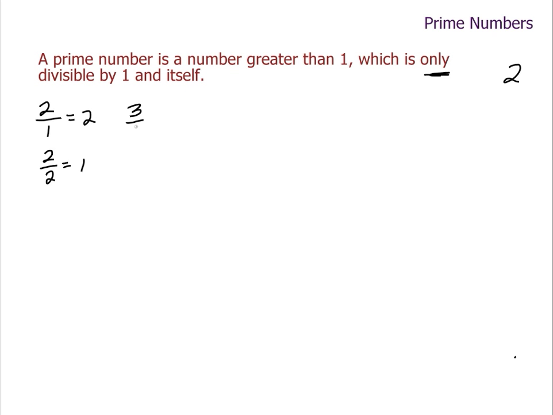3 is our next number. Like all numbers, it's divisible by 1, and it's divisible by itself. But there isn't any other number that will go into 3 evenly. So 3 is a prime number. 4 is divisible by 1, and 4 is divisible by 4, like all numbers. But does 4 have another number? Is there a number that will go into 4? Yes, 2. And because of that, 4 is not a prime number.